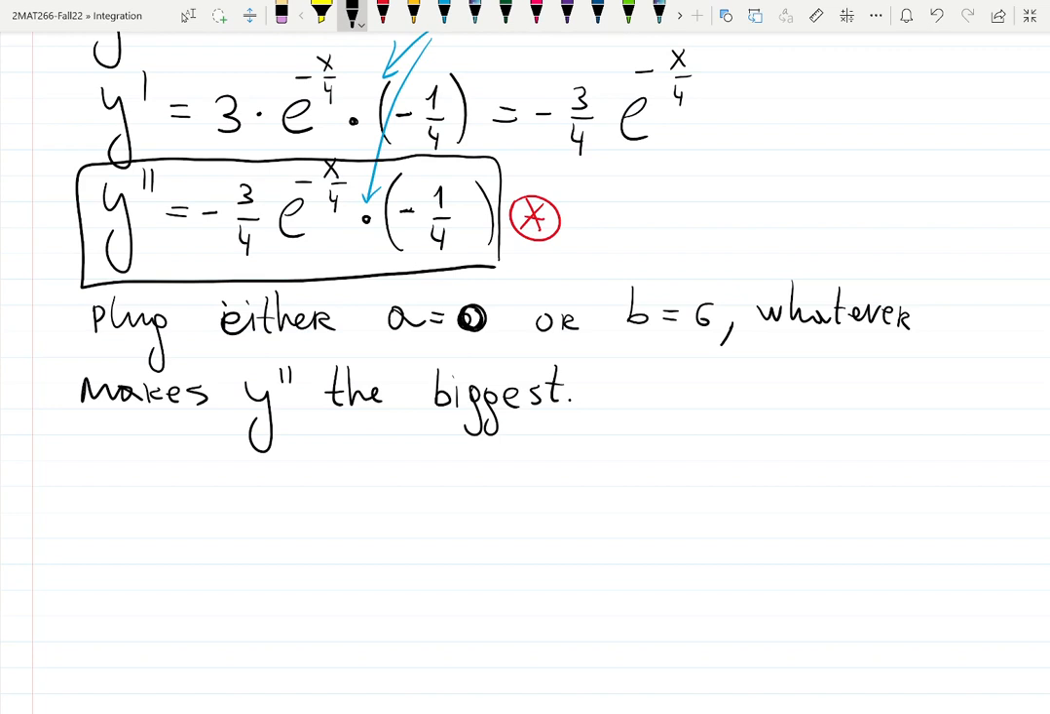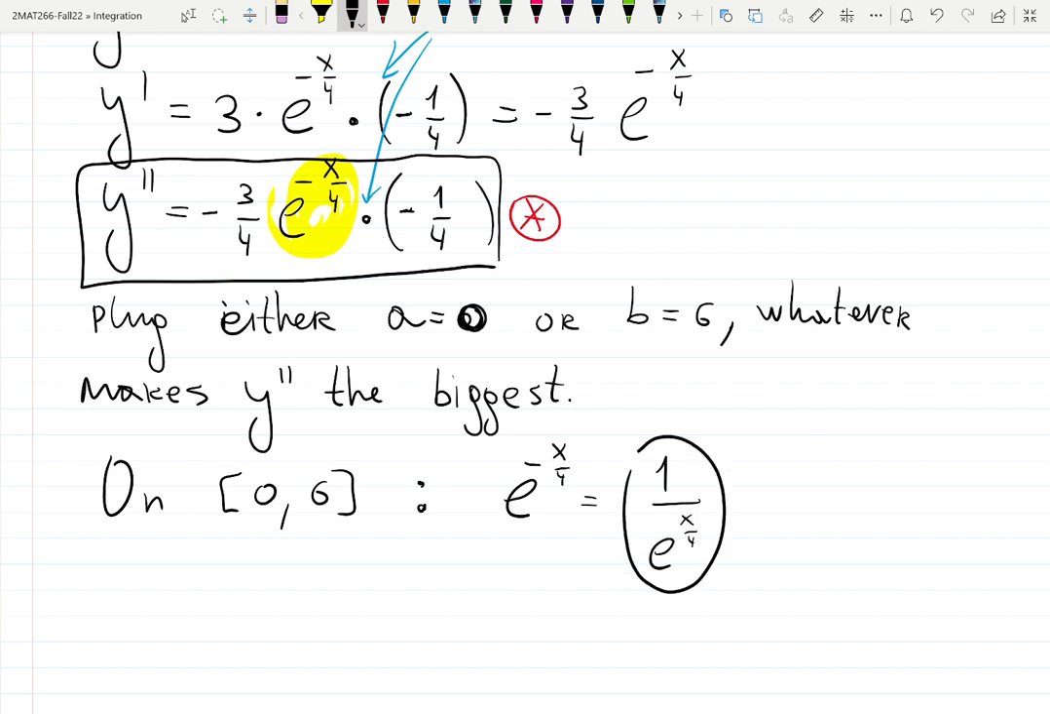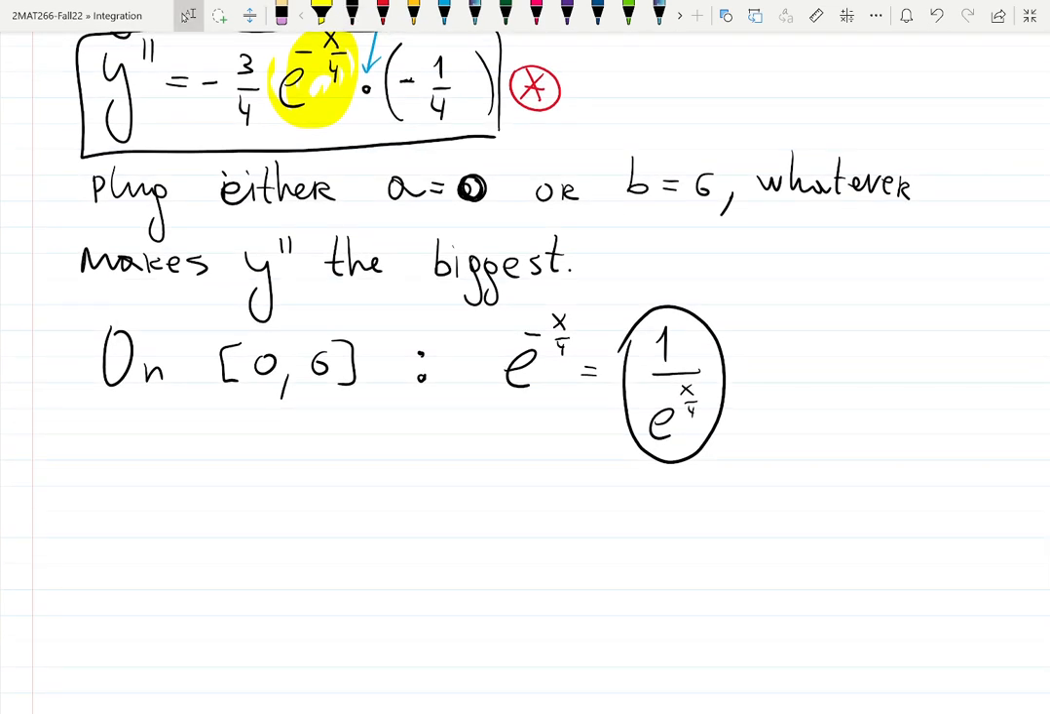Let's see. On 0 and 6, let's just look at e to the minus x over 4, so this part. E to the minus x over 4 is a decreasing function, so the bigger the number you plug in, the smaller the result is going to be. E to the minus x over 4 can be seen as 1 over e to the x over 4. Now you see what I mean. If I plug huge numbers, e to the huge number is huge, but 1 over huge is small. Thus, plugging 6 will make it smaller than plugging 0.